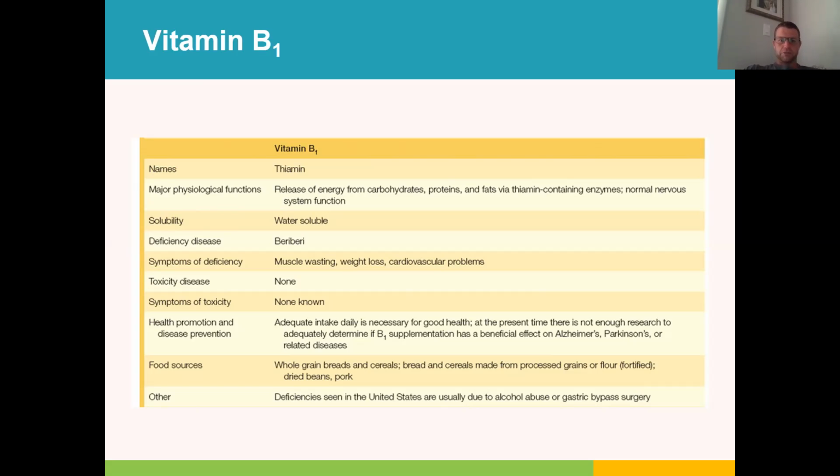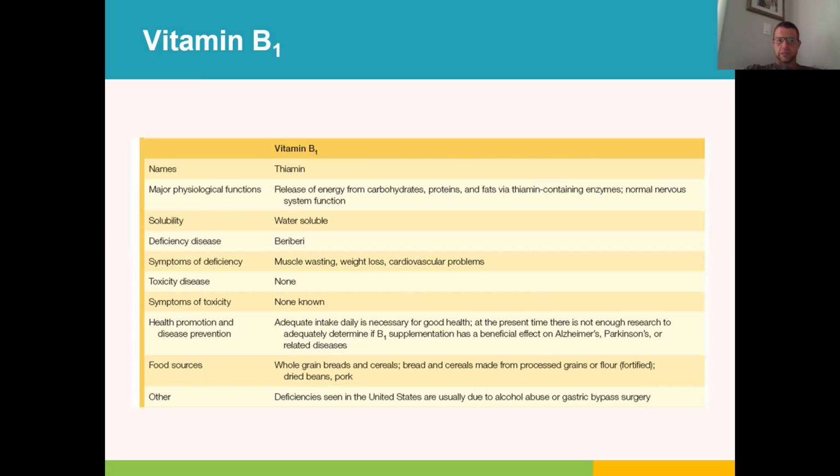Health promotion, disease prevention: adequate intake daily is necessary for good health. At present time, there's not enough research to determine whether B1 or thiamine supplementation has any beneficial effects on Alzheimer's, Parkinson's, or any related diseases. Food sources: whole grain breads and cereals, bread and cereal made from processed grains of flour, dried beans, and pork.